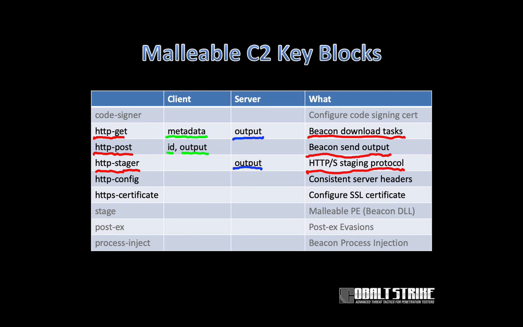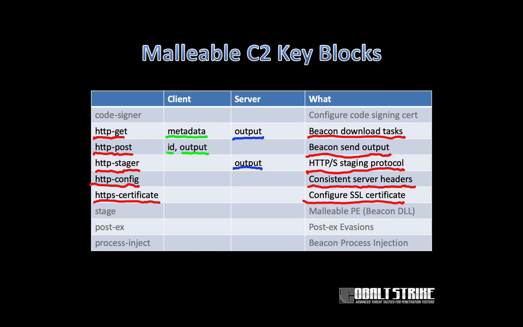Another important block getting its first mention in this lecture is HTTP config. This block lets you set server headers and server header order for every single HTTP response your Cobalt Strike server makes. So you can think of this as almost a global server config more than anything. HTTPS certificate is the block where you set options to configure your SSL certificate. And there's a few other ones here: stage, PostX, and process inject. We'll go into those with more detail later.